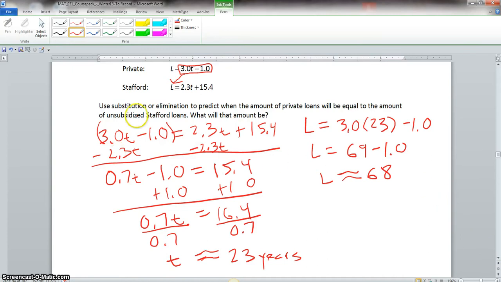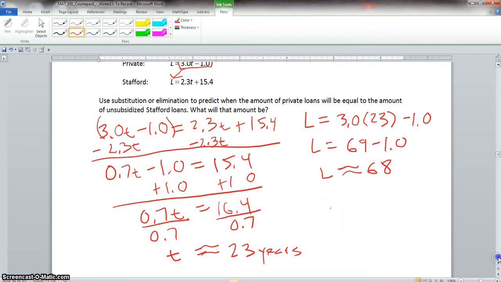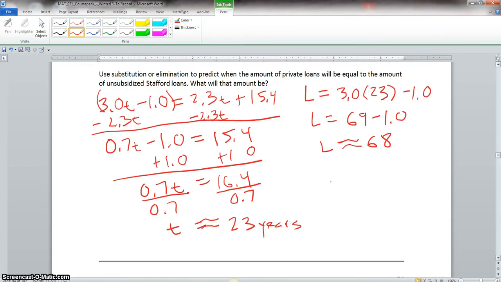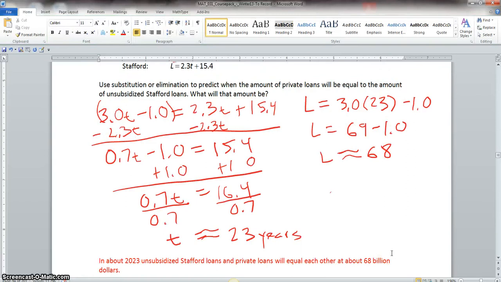Now the question is, it says, use substitution or elimination to predict when the amount of private loans will be equal to the amount of unsubsidized Stafford loans. Now remember, this is years since 2000. So it would be 2023. We could write this out. So we can write our answer as such. In about 2023, unsubsidized Stafford loans and private loans will equal each other at about $68 billion. And that's it.